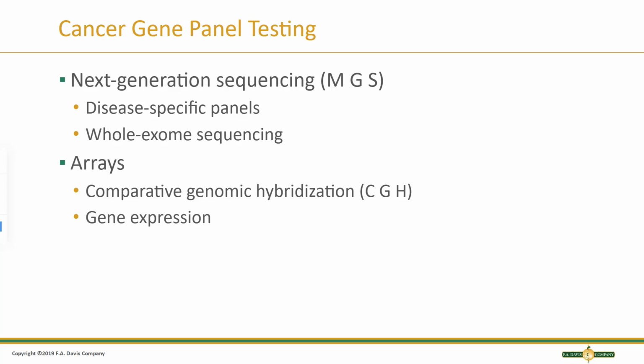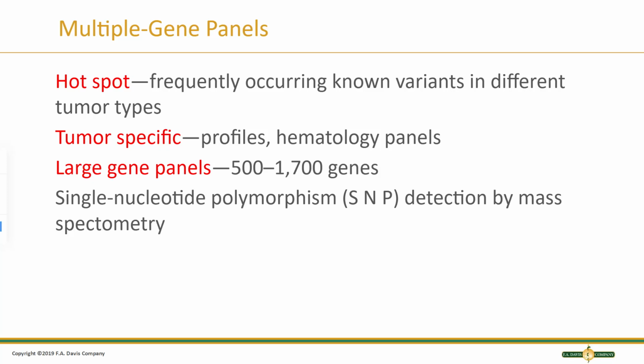Cancer gene panel testing: next generation sequencing, NGS, disease-specific panels, whole exome sequencing, arrays, comparative genomic hybridization, and gene expression arrays. Multiple gene panels, hotspot, frequently occurring known variants in different tumor types, tumor-specific profiles and hematology panels, large gene panels, 500 to 17,000 genes, 1,700 genes, single nucleotide polymorphism, SNP detection by mass spectrometry.